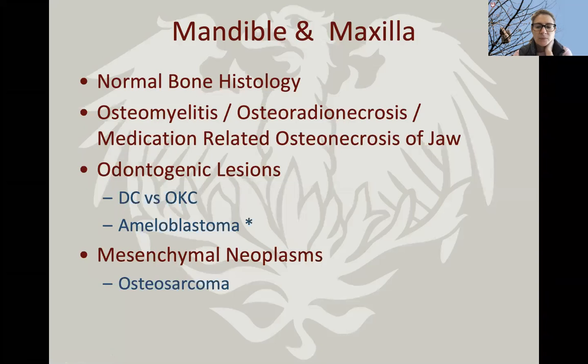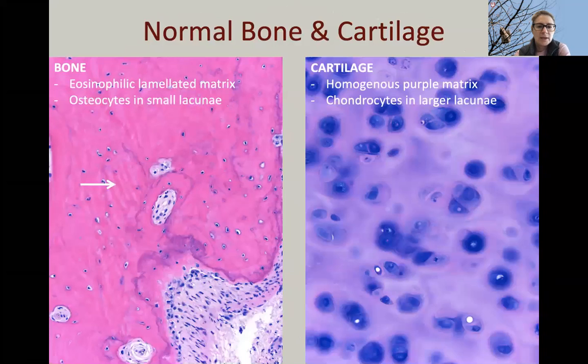Okay. So we'll go a little bit over normal bone histology. We'll talk about some benign things we see in the jaws. We'll talk about some odontogenic lesions and then osteosarcoma as our sort of mesenchymal neoplasm. So normal bone and cartilage appear as follows.